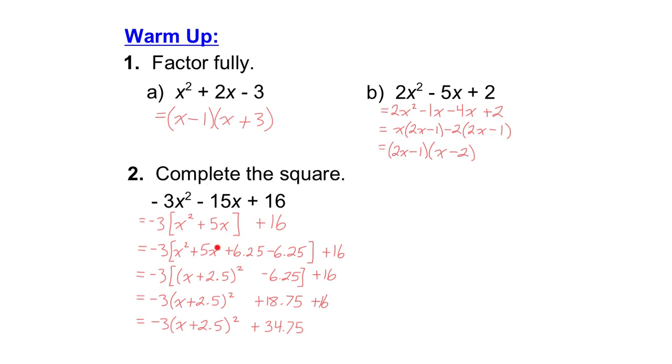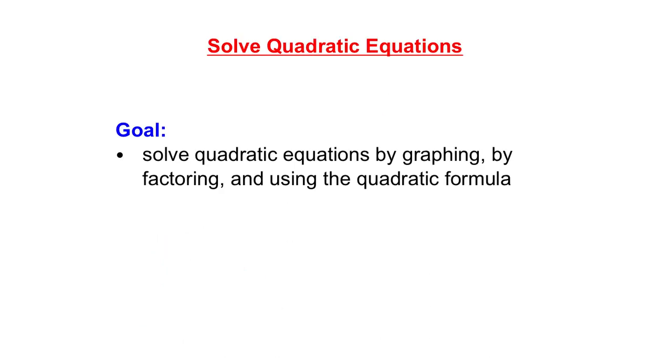Factor the perfect square trinomial, we get this. Expand, we get this. And simplify, add your like terms together. And this is the vertex form. So those are the algebra skills we've talked about so far, factoring and completing the square.